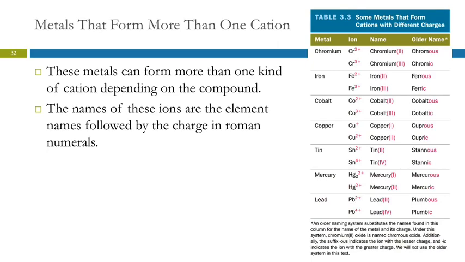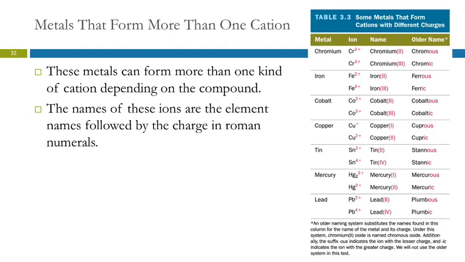Then there's the other metals. So that's one category, group 1A, 2A, 3A, zinc and silver. And then there's all the other metals. Okay? All the other metals, as far as we're concerned, can form more than one kind of cation. Which one it is depends on the compound, and you don't necessarily know. And so we need to specify what it is.